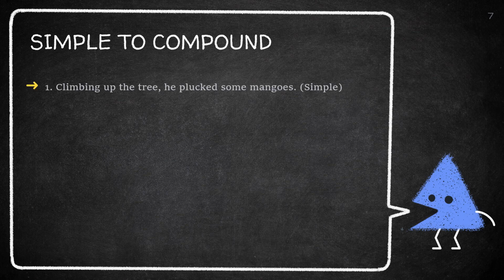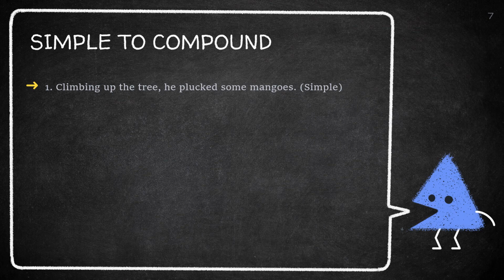Let's look at the first example given here. Climbing up the tree, he plucked some mangoes. Although it is given here, let us assume that we do not know what type of sentence this is. How do we find whether the given sentence is simple? It is simply by checking the finite verbs. Now, how many finite verbs are there in the sentence? If you look at the sentence, we have plucked as the finite verb. So, since there is one finite verb, we can easily say that this is a simple sentence.